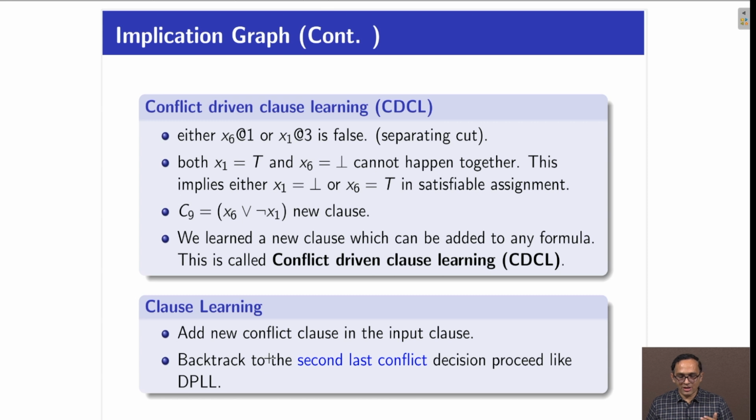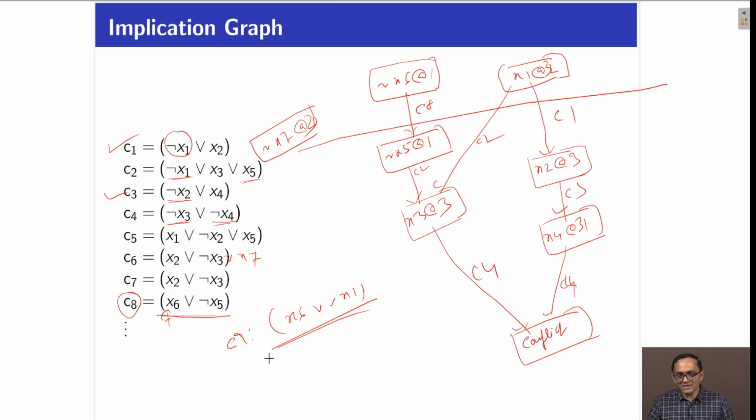What I have done here is that my initial two decisions, x1 equal to true and x6 equal to false, lead to this conflict. So, next time when I take decisions, I will never take these two decisions together. At least either x6 should be true or x1 should be false.